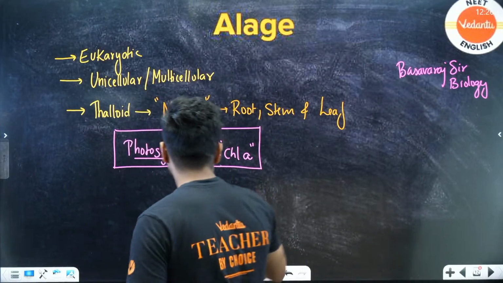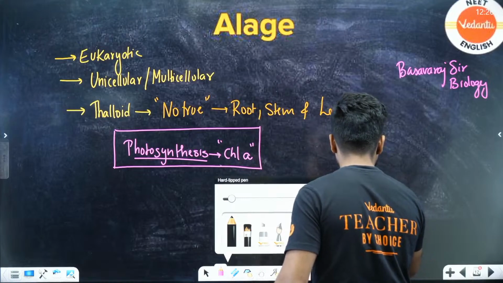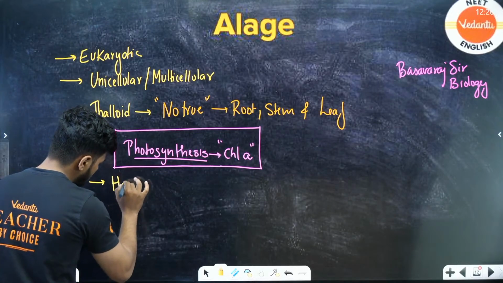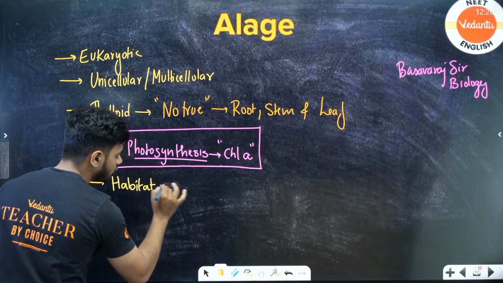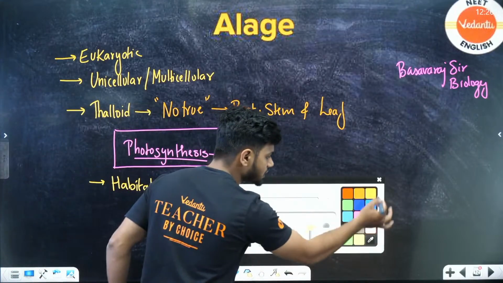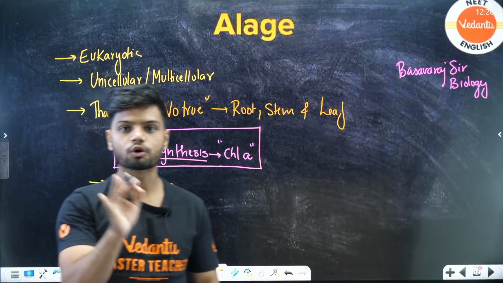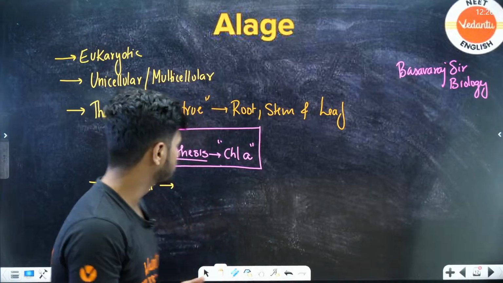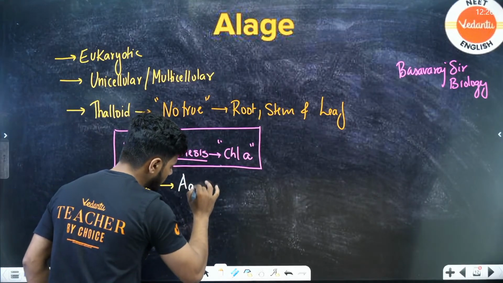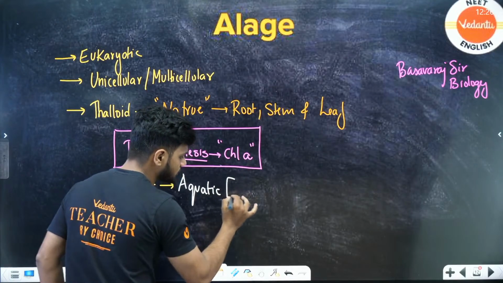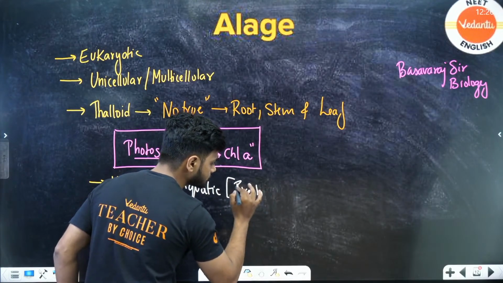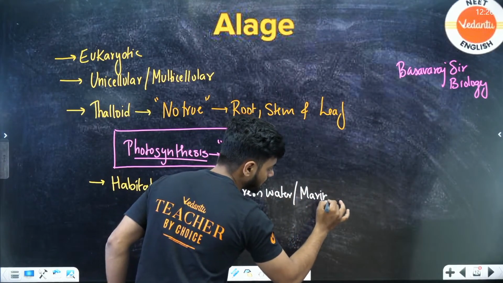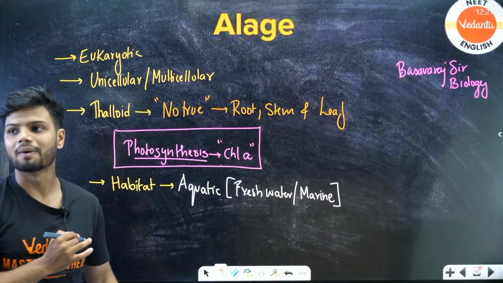Okay. Now that is the mode of your nutrition. Now, what about the habitat? Where do you find them? Students, listen to me very carefully. The main habitat for your entire algae is going to be aquatic in nature. It could be either freshwater or marine in nature.